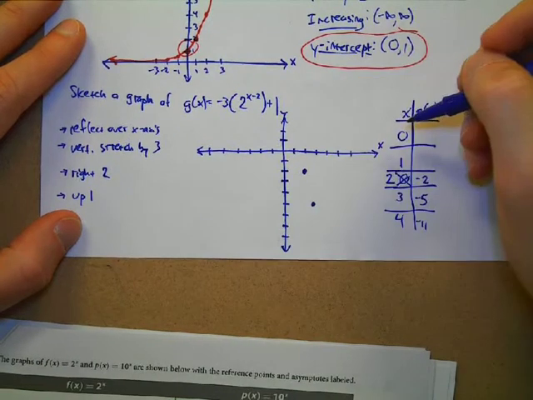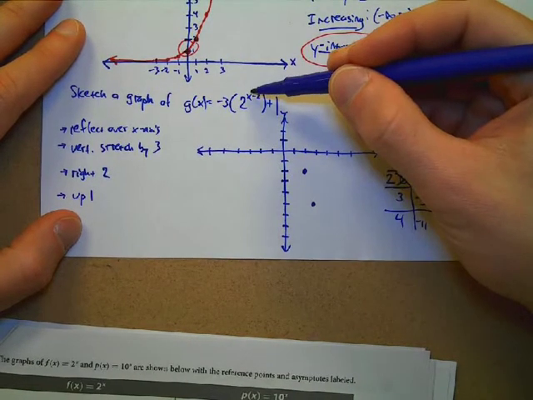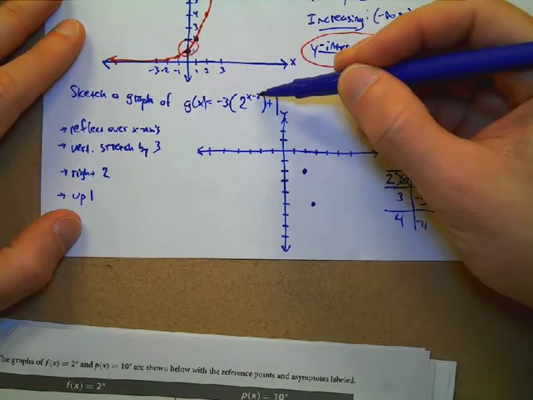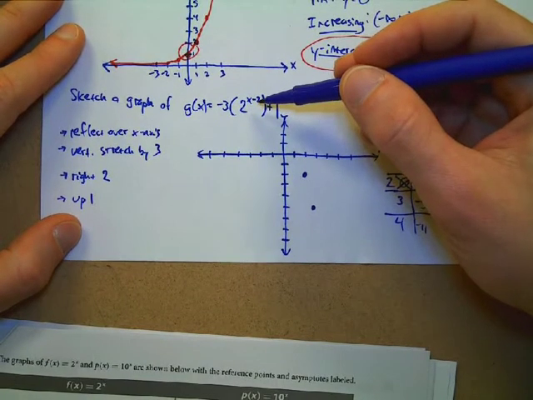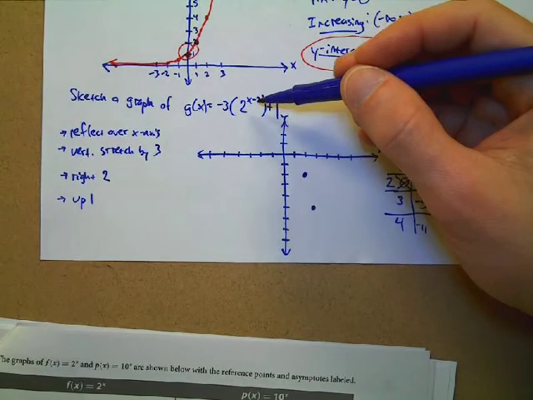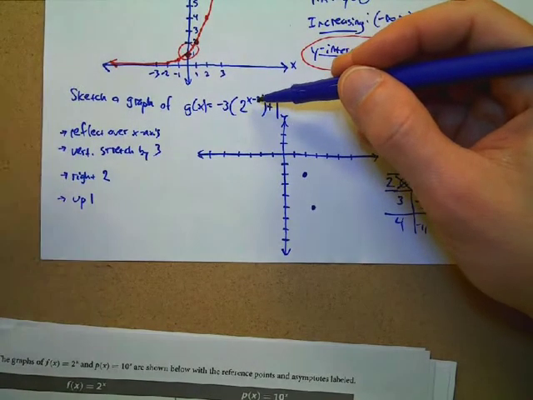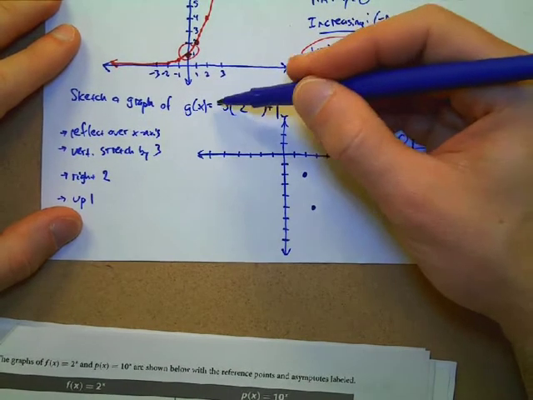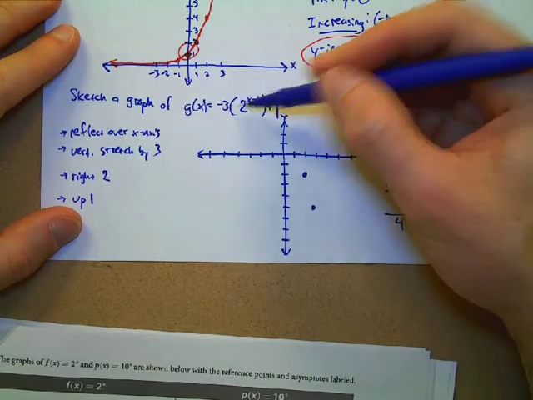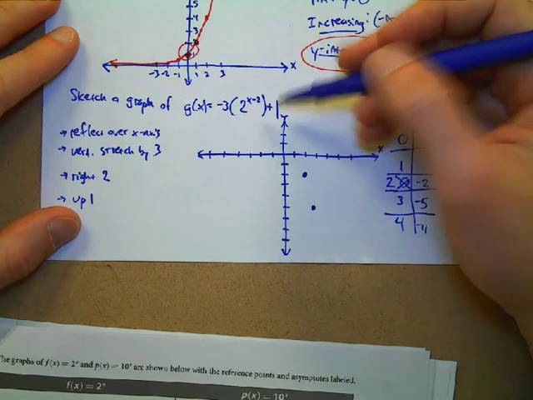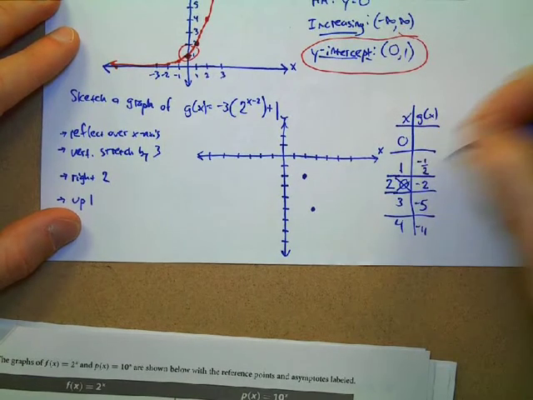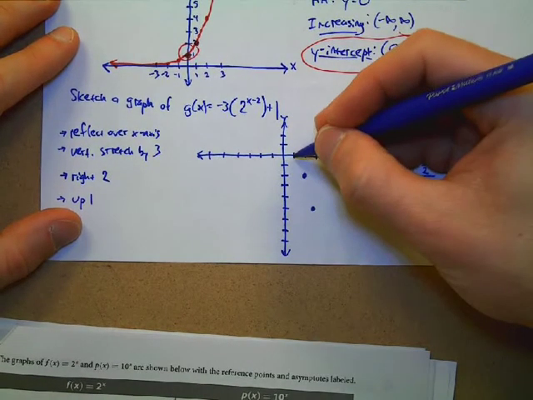I'll plug in 1. 1 minus 2 is negative 1. 2 to the negative 1. Guys, remember what's 2 to the negative 1 power? It's 1 over 2 to the 1, or just 1 half. So it's 1 half times negative 3, which is negative 3 halves. Negative 3 halves plus 1 will be negative 1 half. So we get negative 1 half there. So 1, negative a half would be right there.